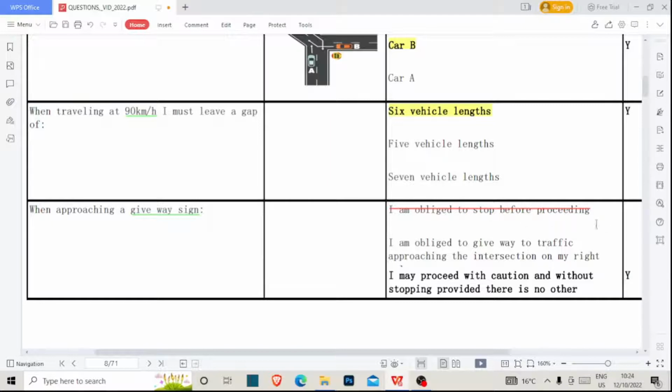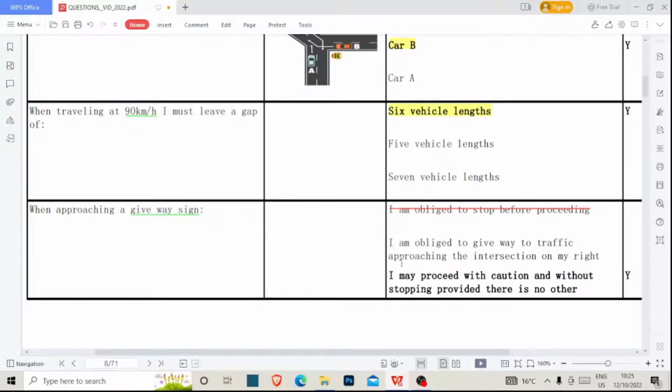So this will be correct if this question says when approaching a stop sign, but here we are approaching a giveaway sign. So at a giveaway sign, you don't necessarily have to stop. Why? Because if the road is clear on both sides, you can proceed without stopping. But if the road is not clear, then you have to stop.